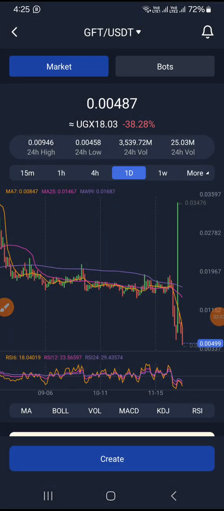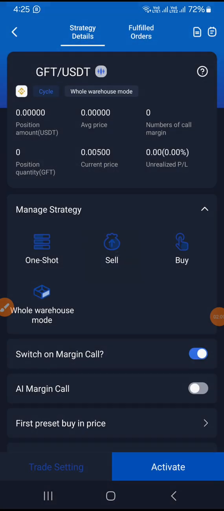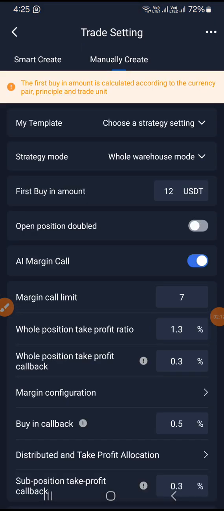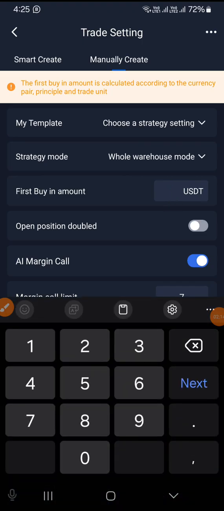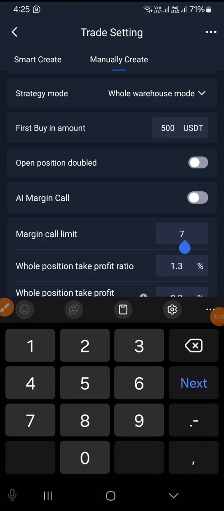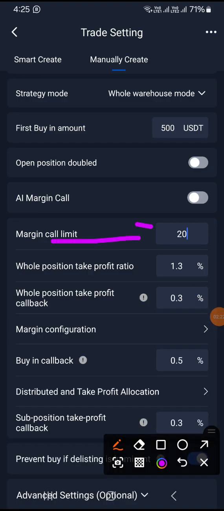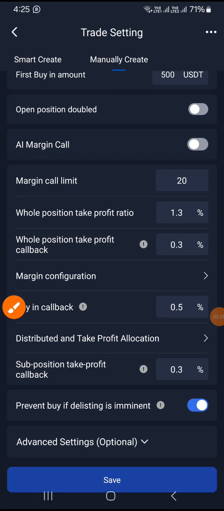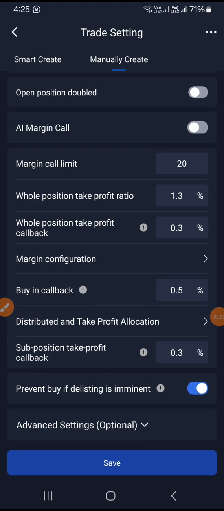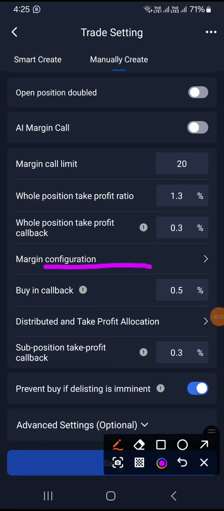To create this trade, we go to trade settings as usual, manual create. Then we said here we're going to start with $500. These ones I will not set because you know them. Then here, number of margin calls, 20. Take profit, you understand everything here, so I will not go there. Then we go to our margin calls, margin call configuration.